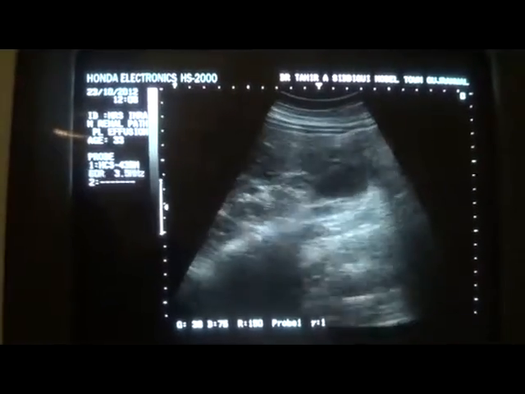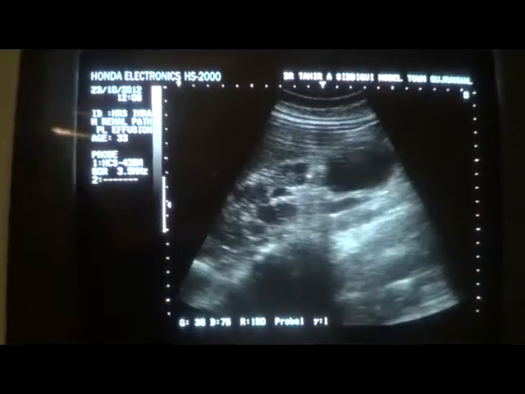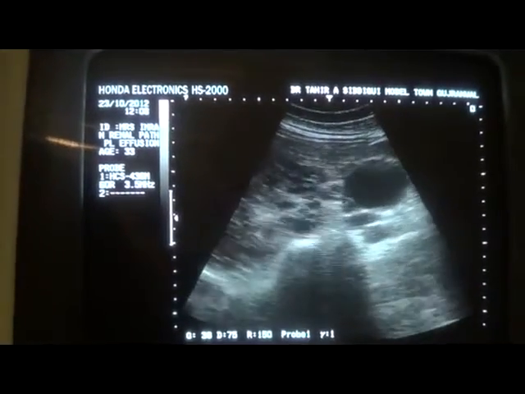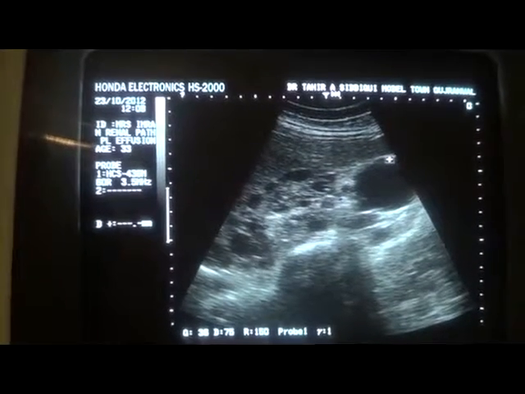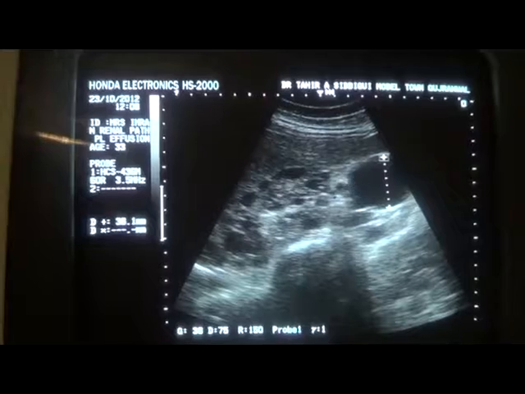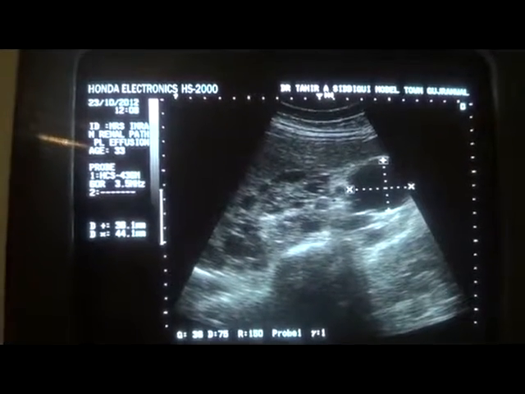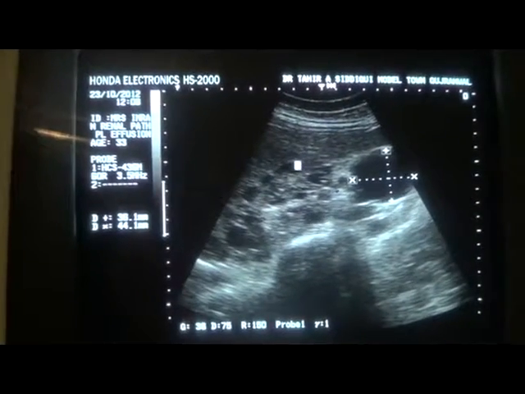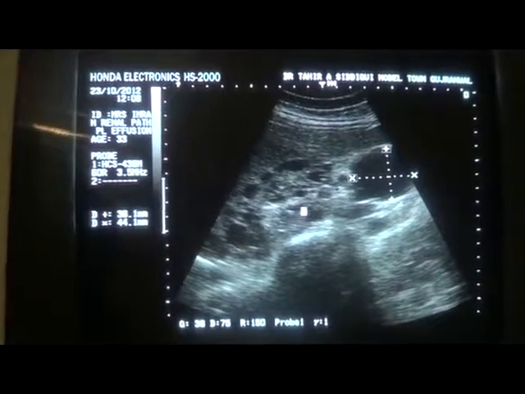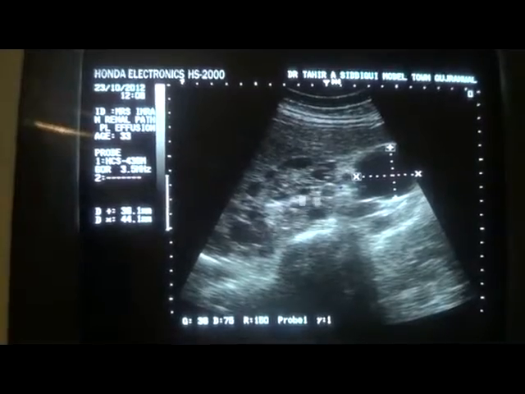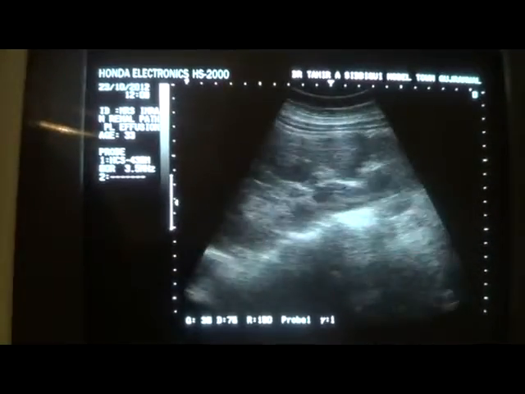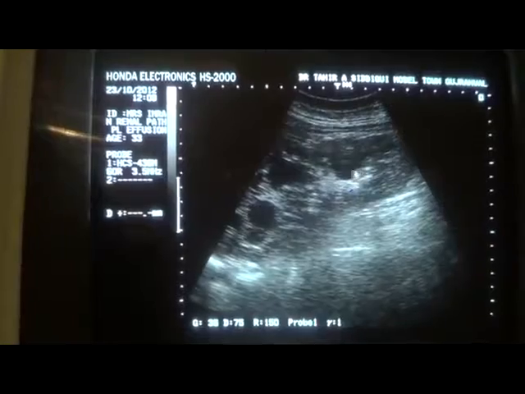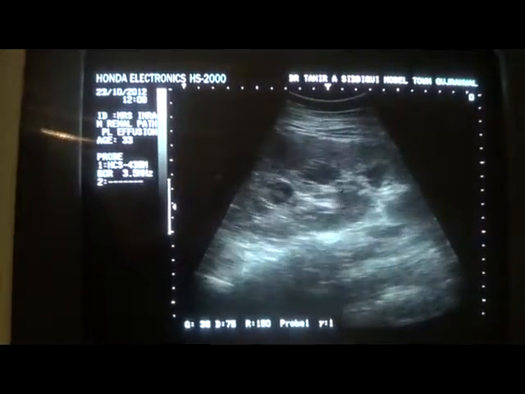Now you see that the largest cyst is at the lower pole and measures approximately 3.6 by 4.4 centimeters, and these are tiny cystic areas, numerous. They are all non-communicating, and we do see calcifications giving posterior shadow, more so in the lower pole region.